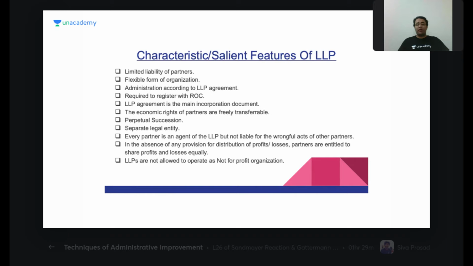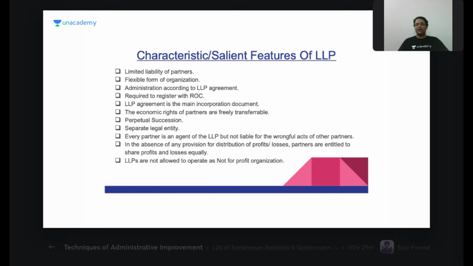In the absence of any provision for distribution of profits or losses, partners are entitled to share profits and losses equally. Normally your LLP agreement contains the names of all the partners, the capital contributed by all the partners, and in addition to this, it also contains the profit sharing ratios of all the partners. For example, if there are four partners, they could share 25, 25, 25, 25, or it could be 10, 20, 30, and 40. So whatever the profit sharing ratio, it is contained in the incorporation document.